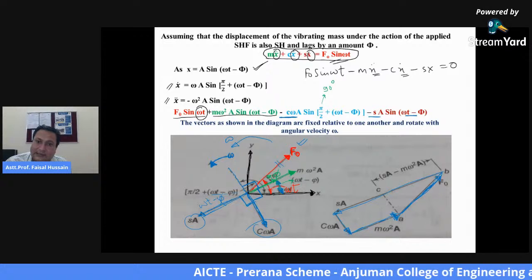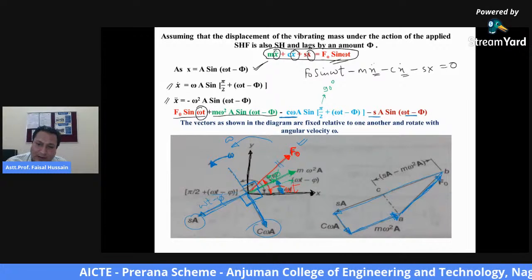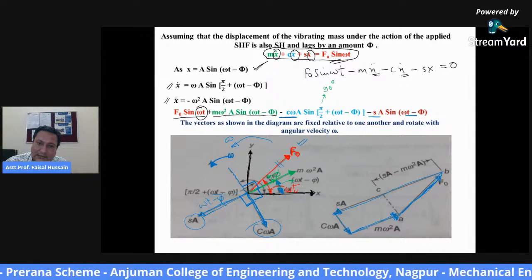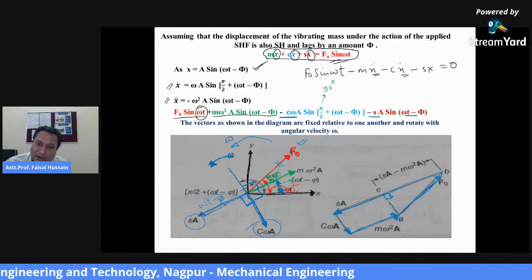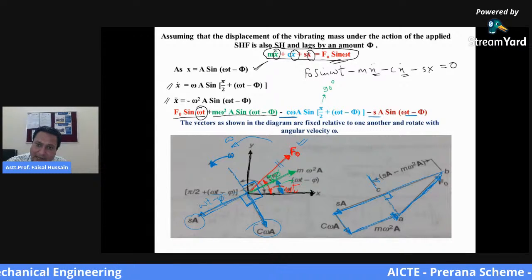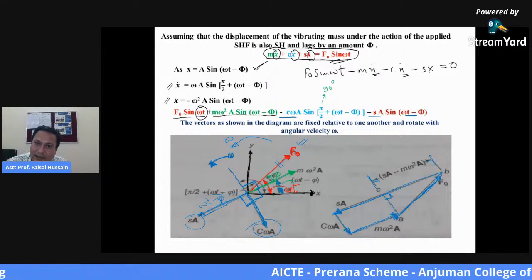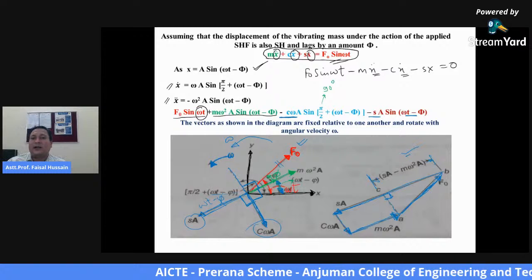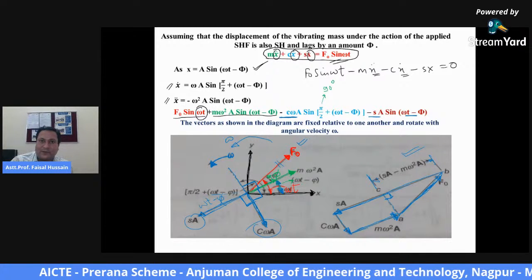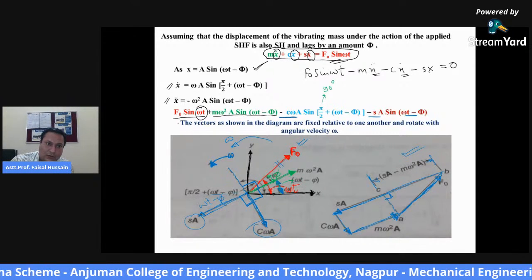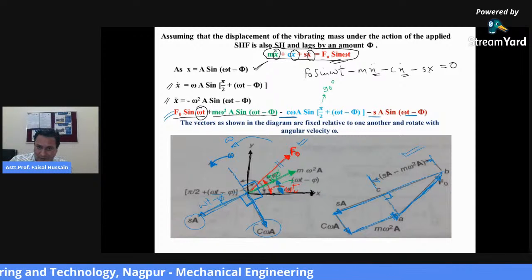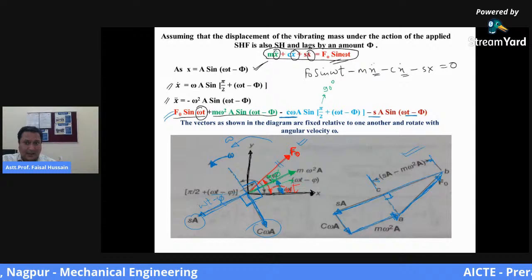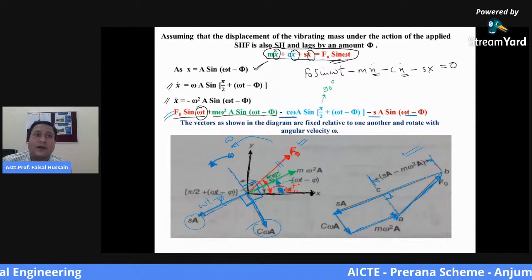If this distance is m omega square A and this distance is SA, and if I drop a perpendicular here, this distance will be what? This distance will be SA minus m omega square A. So this completes your vector diagram and this is your phase diagram. So through this equation, we can draw the vectors as shown in the diagram, which are fixed relative to one another and rotate with angular velocity omega.